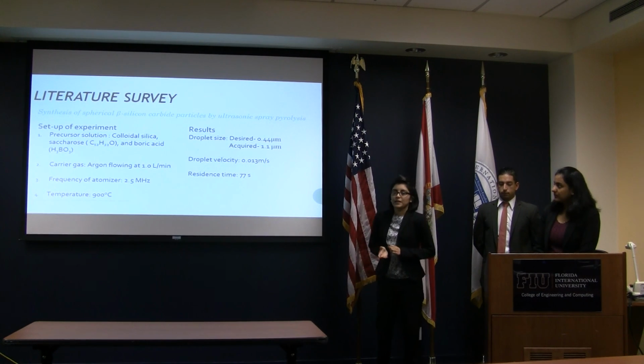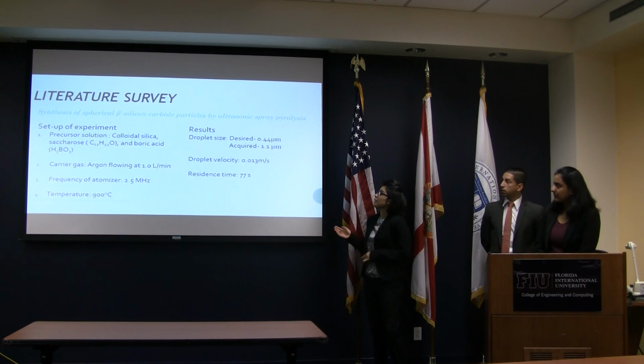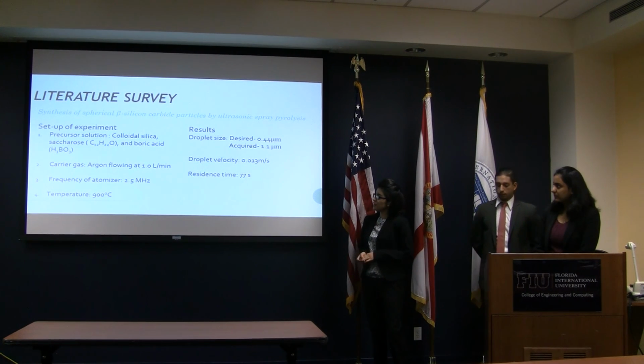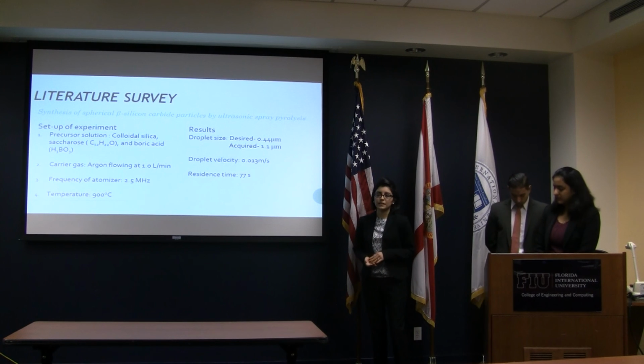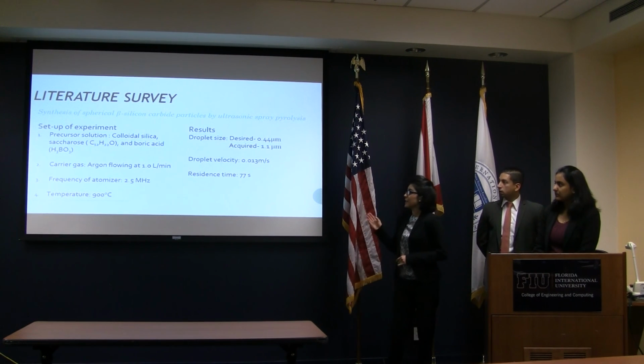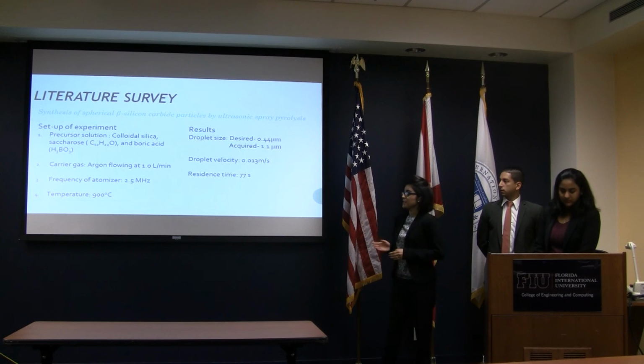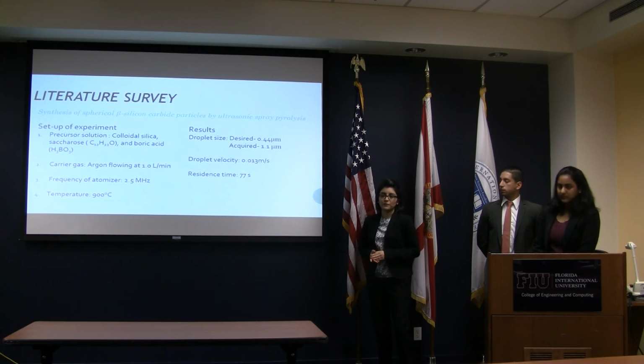We were able to find one precedent which synthesized spherical beta carbide particles. The precursor solution contained colloidal silica, saccharose, and boric acid. The carrier gas was argon, which was flowing at a rate of 1 liter per minute. The frequency of the atomizer was set to 2.5 megahertz, and the temperature of the furnace was 900 degrees Celsius.